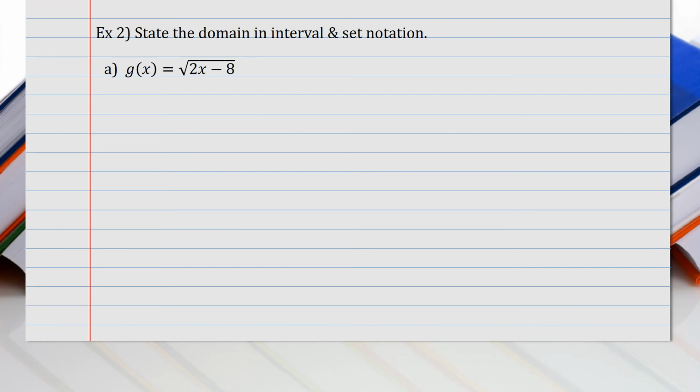Example 2 says, state the domain in interval and set notation. For A, we have g of x equals the square root of 2x minus 8. Notice that we do have a radical with an even index. We know that because we read that as square root, and square implies there's an imaginary 2, which of course is an even number.